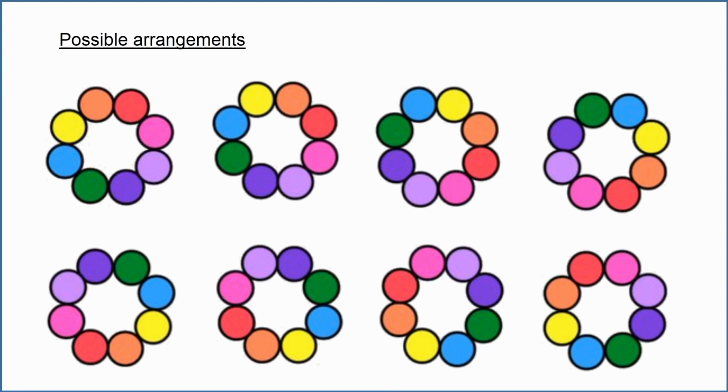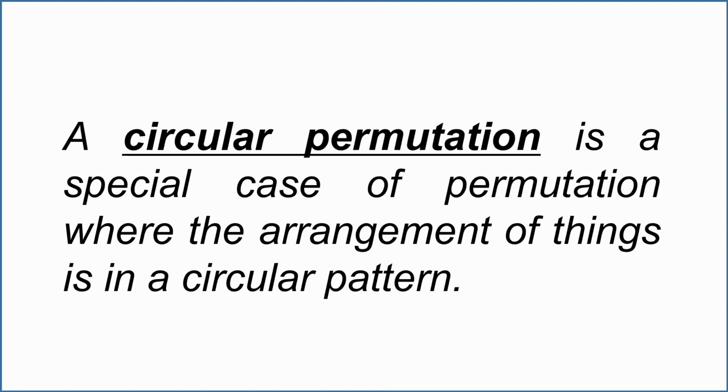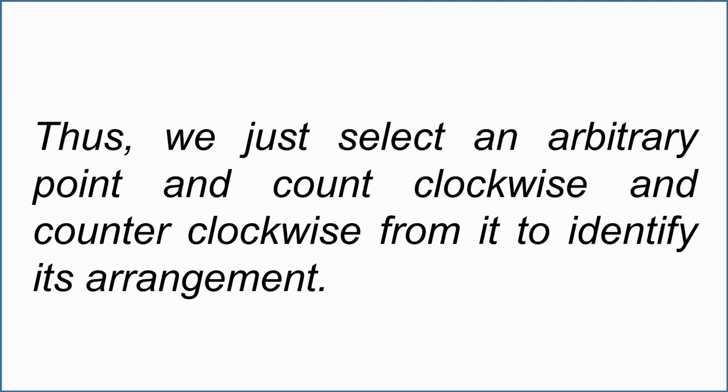In order to determine the exact number of ways, I will discuss with you through this video lesson the circular permutation. What is a circular permutation? A circular permutation is a special case of permutation where the arrangement of things is in a circular pattern. It does not have a starting point, so we just select an arbitrary point and count clockwise or counterclockwise from it to identify its arrangement.